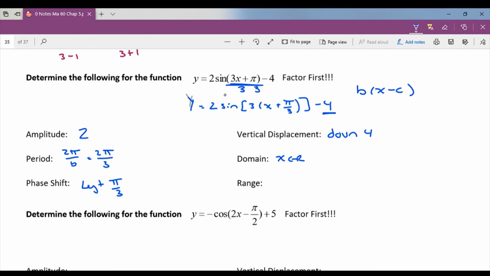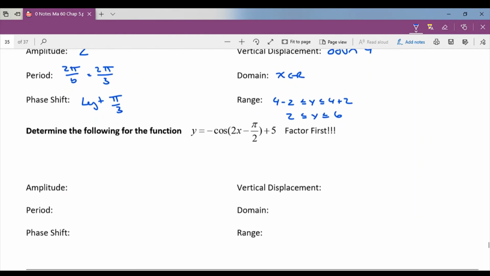So you're going down 4. So it's going to go from negative 4, and then your amplitude is 2. And then it's going to go up to negative 4 plus 2. So your range is going to be from negative 6 to negative 2. Awesome. Pause the video, try the next one, and then log back on.